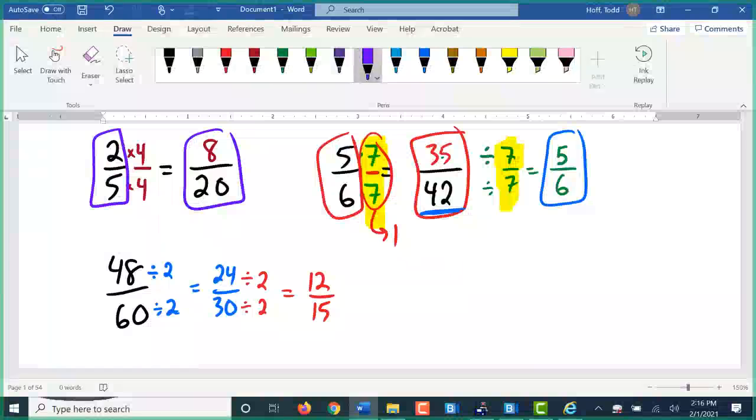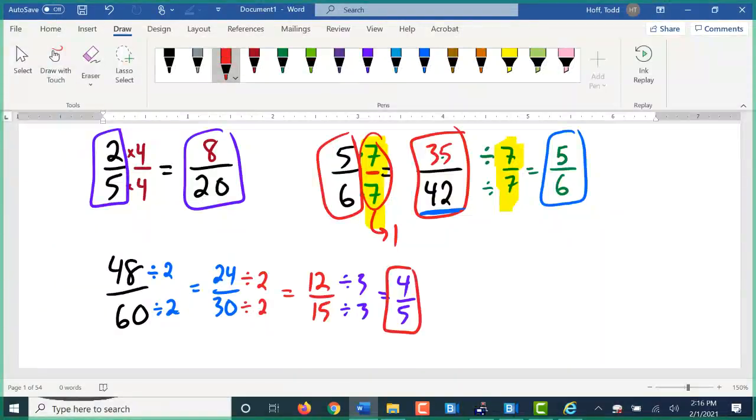No. But they can both be divided by 3. Remember, you add the digits, and if that sum is divisible by 3, the whole number is divisible by 3. What is 12 divided by 3? 4. And 15 divided by 3? 5. And that's it. 5 and 4 are relatively prime. We can't divide both of them by the same number. No number we can divide both of them by.